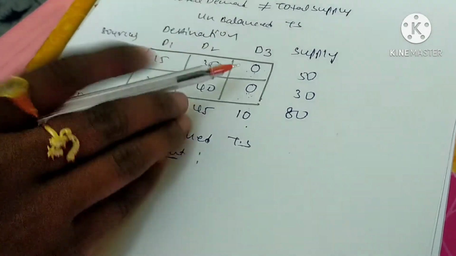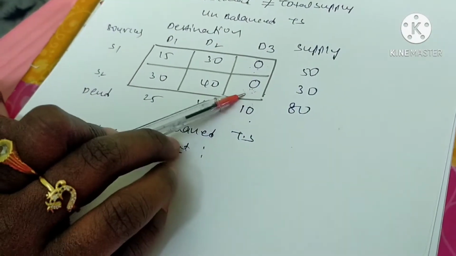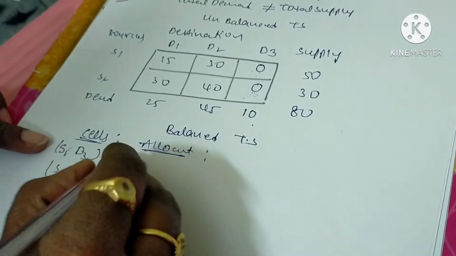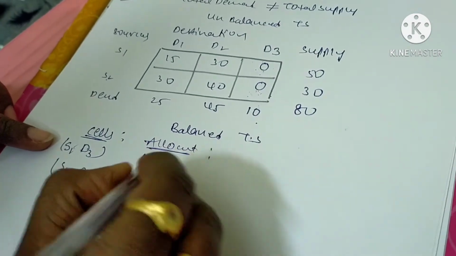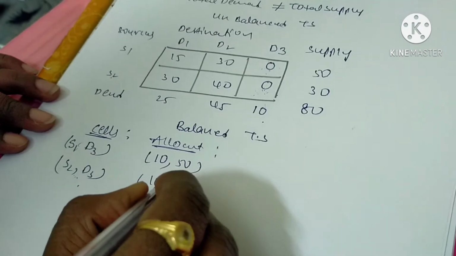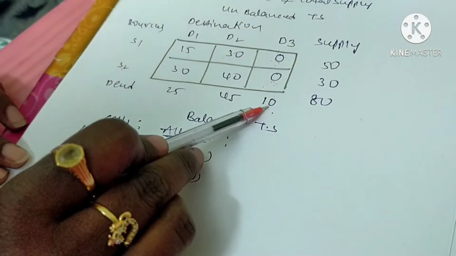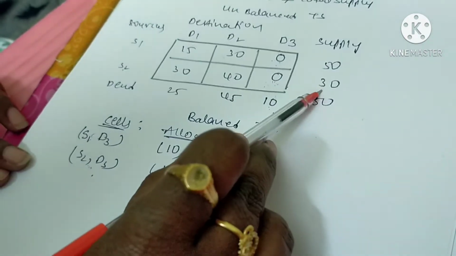Allocation means demand value. For this you have to write the demand and supply value. For the first one, what is the demand value? 10 and supply 50. For the second one, S2 D3, demand is 10 and supply is 30.